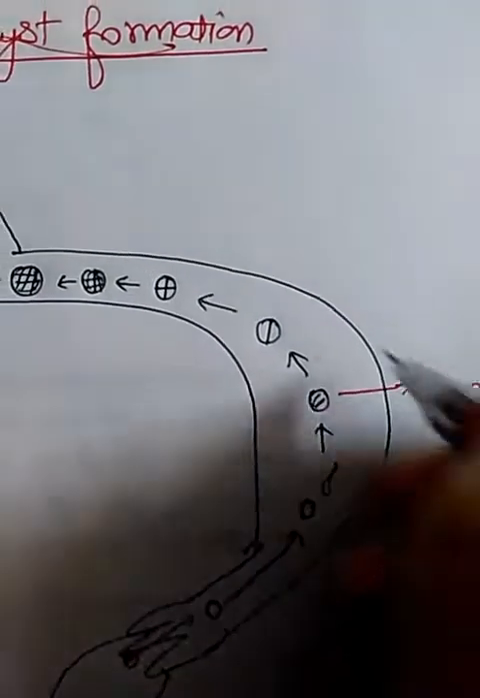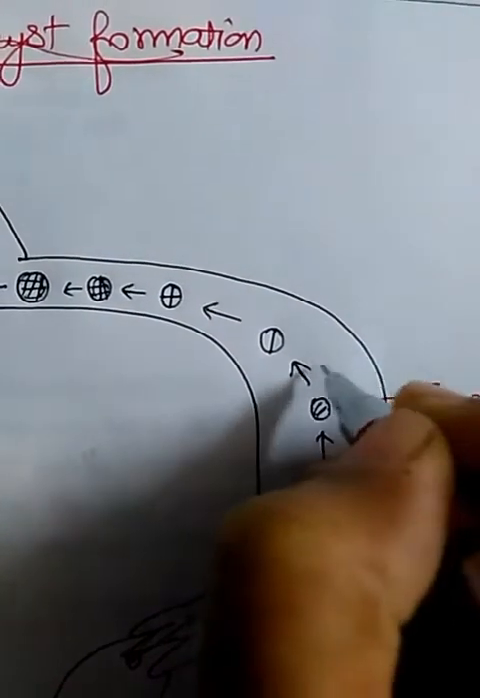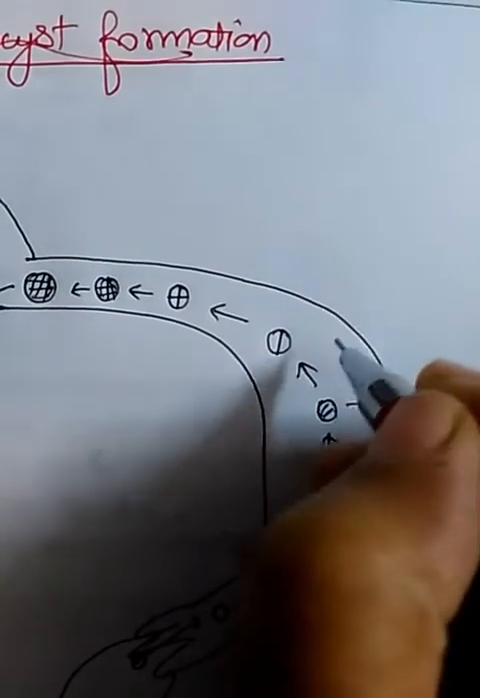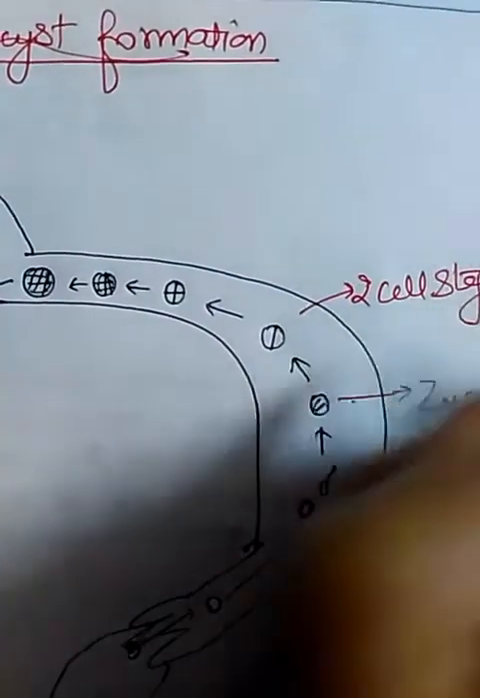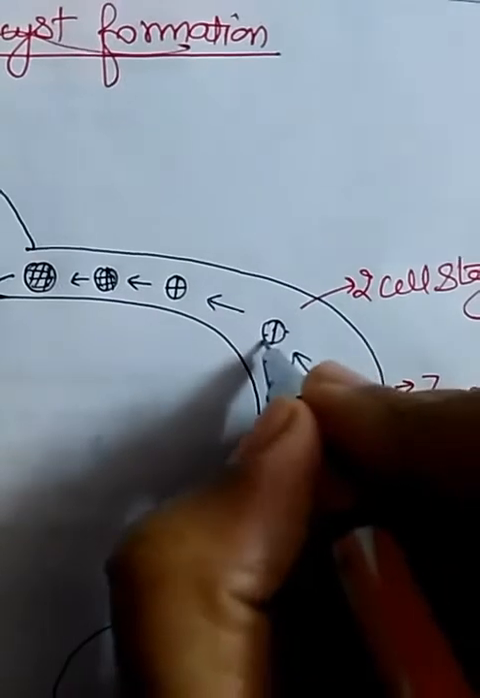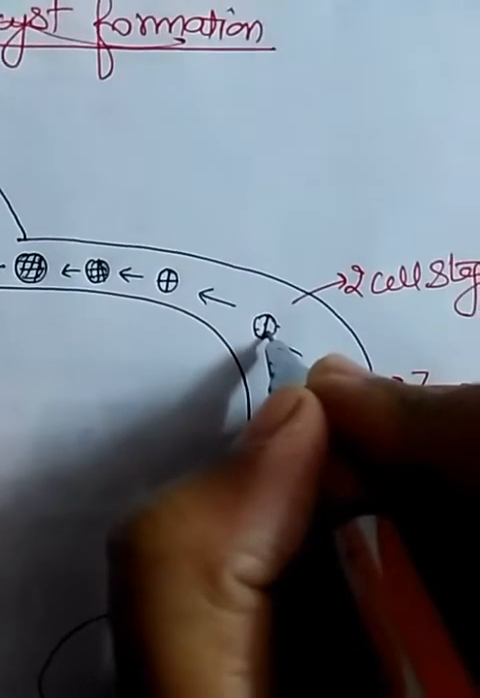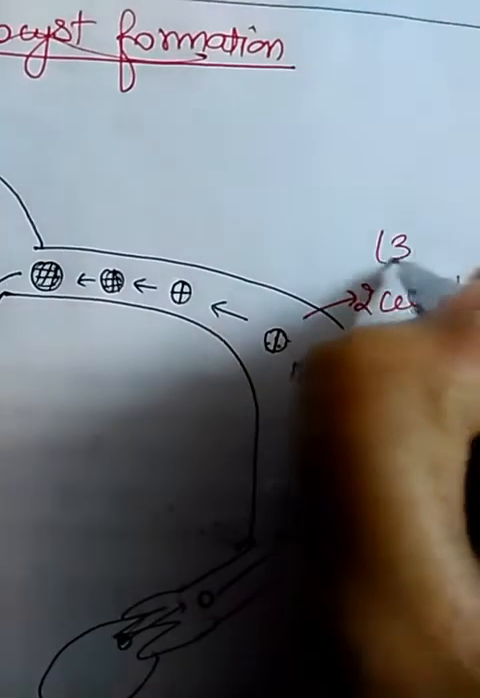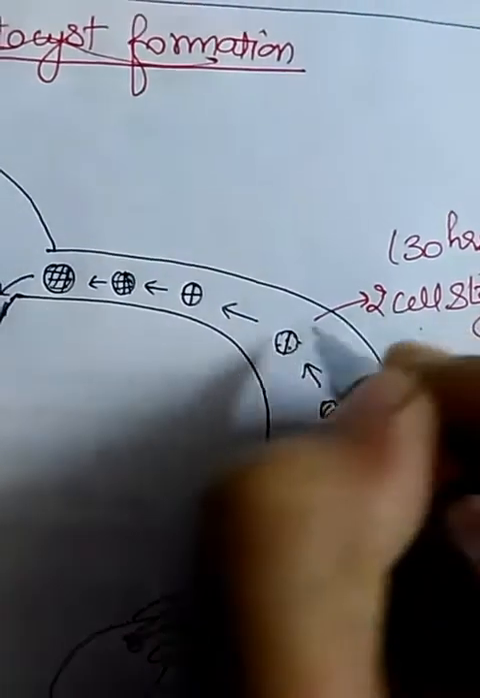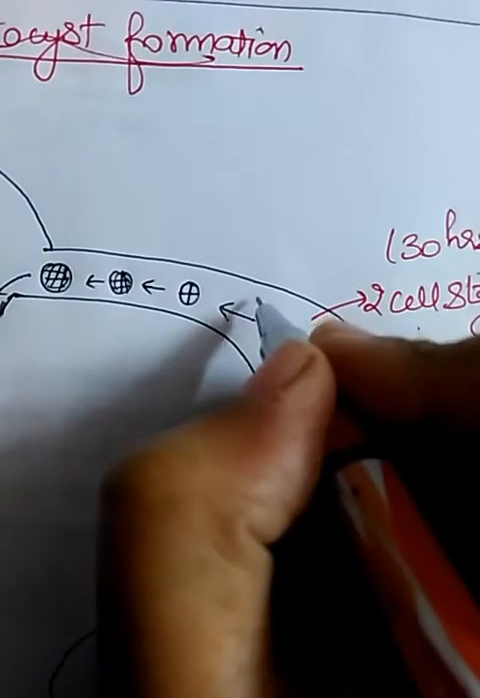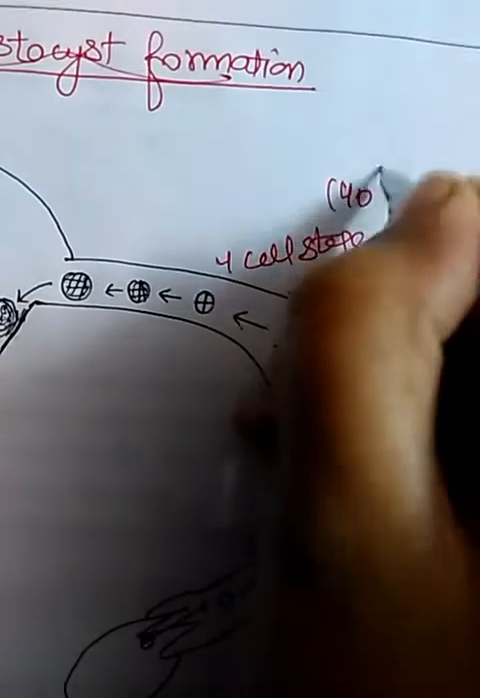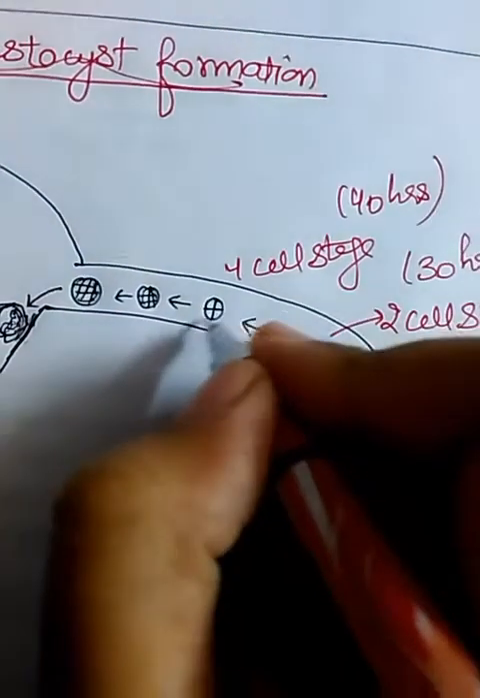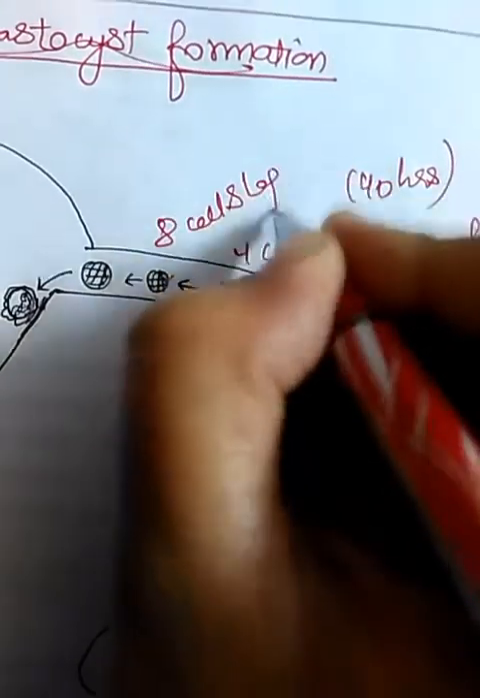Okay. After that, this zygote undergoes cleavage. Cleavage means division to form the two cell stage. These two cells are called blastomeres. These are the two blastomeres into which the zygote divides. This two cell stage is reached at 30 hours of fertilization. After that, the second cleavage occurs and forms the four cell stage at 40 hours of fertilization. After that, the third cleavage occurs and the 8 cell stage is reached.